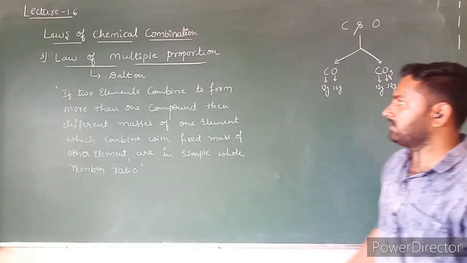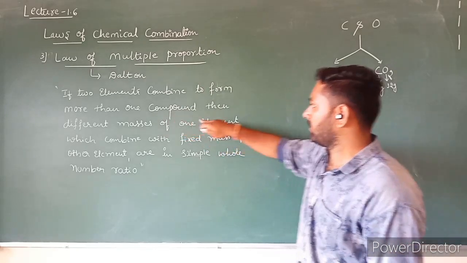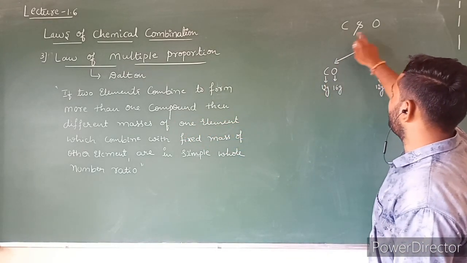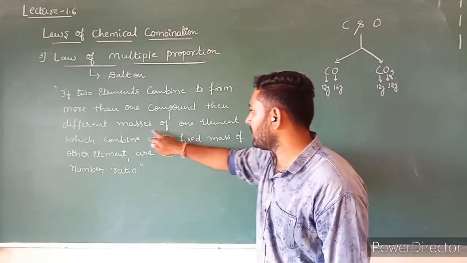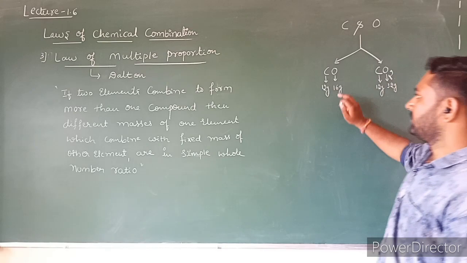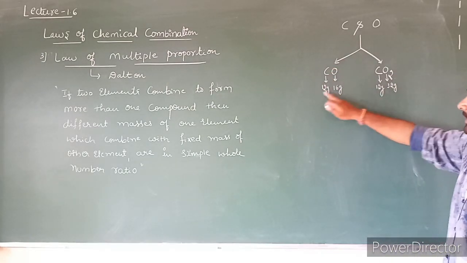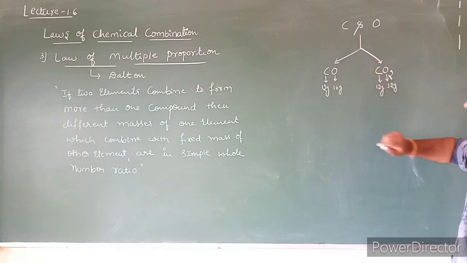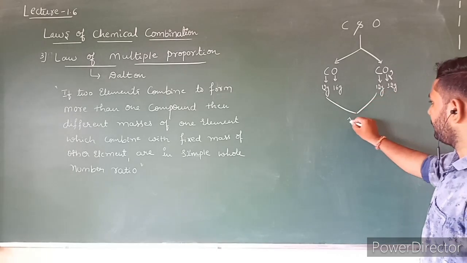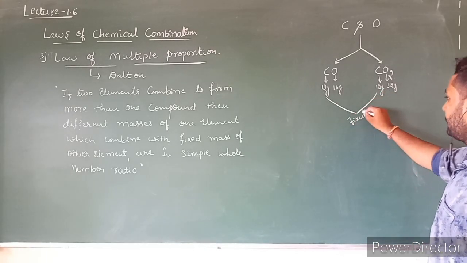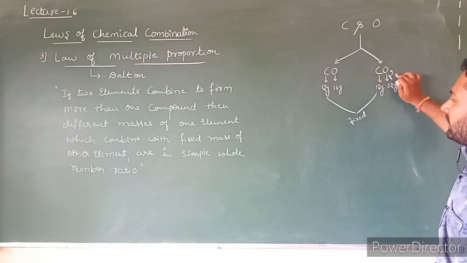Now let us check the law statement. If two elements combine to form more than one compound, then different masses of one element. See here the carbon in this compound, the mass of carbon is 12 gram. Here the mass of carbon is 12 gram. The mass of carbon is fixed. But the oxygen masses are different.